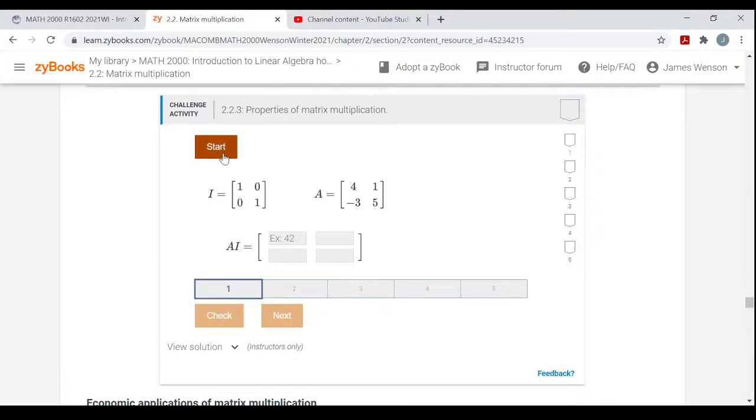All right, and then let me show you what the challenge activity looks like. See, it's A times I, so it should just be A. Again, the sizes are fine. You can multiply a 2 by 2 by a 2 by 2. So A times the identity should just be A. 4, 1, negative 3, 5.